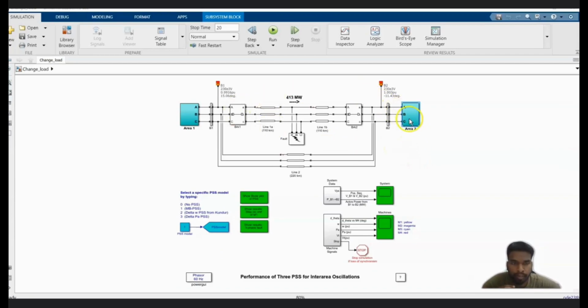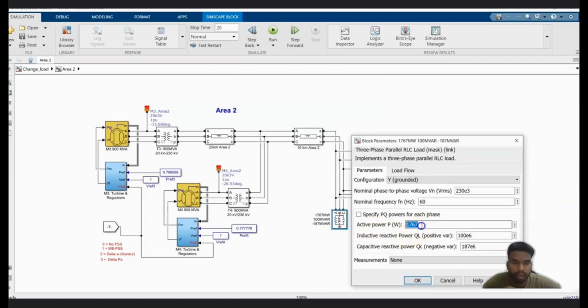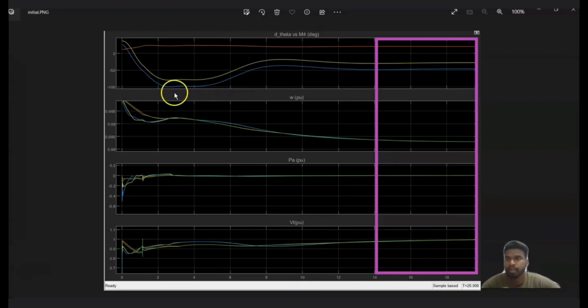So I'll be demonstrating experiment 2, which is all about sudden increment and sudden decrement to bus bar 9. Bus bar 9 can be seen at area 2. Here is bus bar 9 and here is bus bar 10 and so on. Any increment, decrement or initial value can be observed here. The initial value is 1667 megawatt. I've already generated the outcome, so I've edited a bit. This is the outcome for 1767 megawatt.